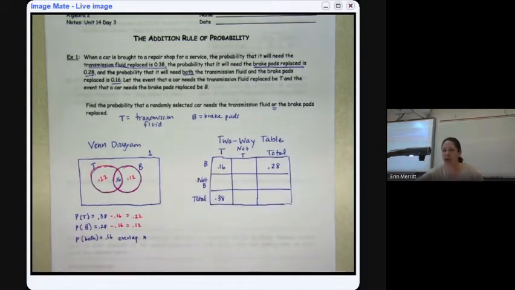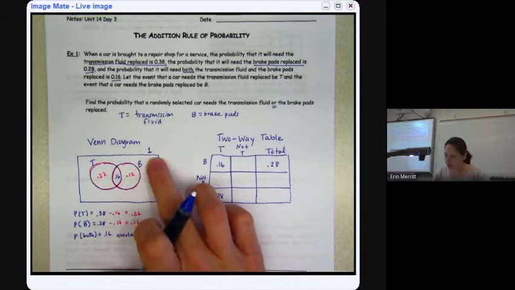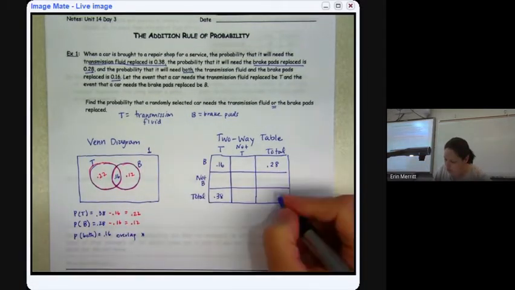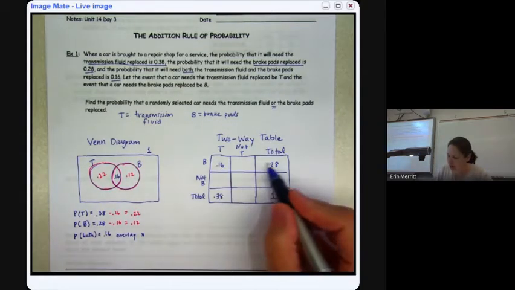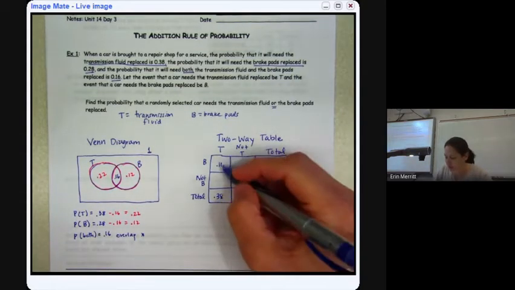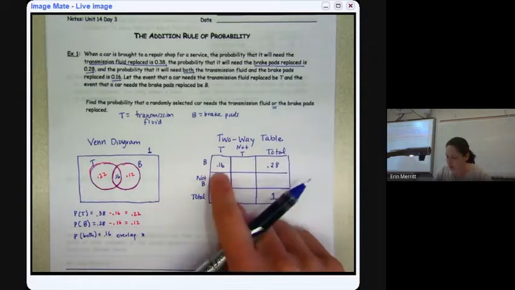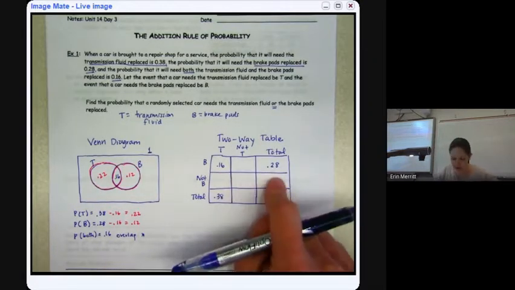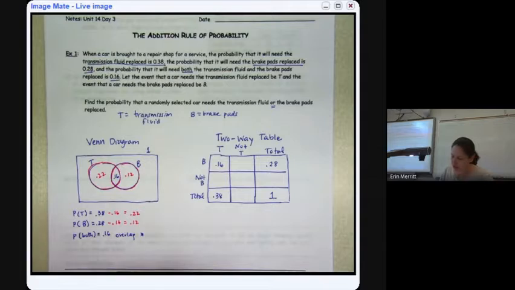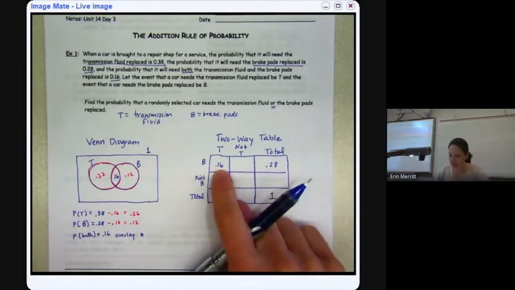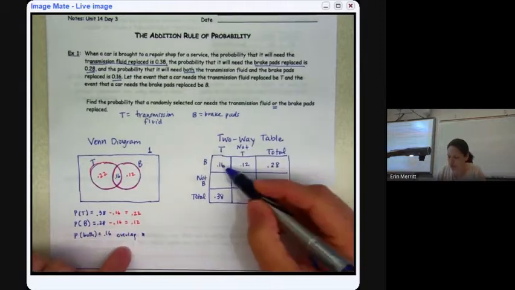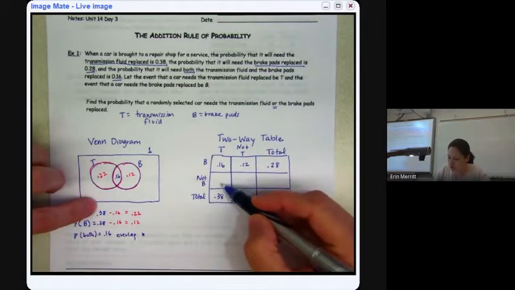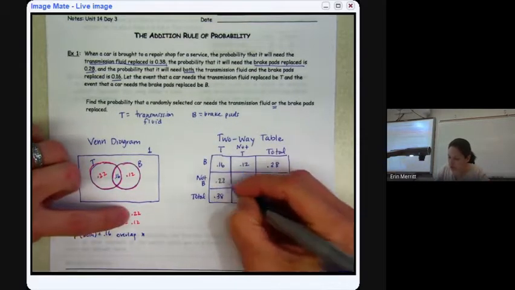Here's the cool part. To fill in this table, a couple of things. Just like a Venn diagram, the whole thing is 1. The entire total over here should be 1, so where the total lines cross has to be 1. Everything else, the rows need to add to equal the total here, and the columns need to add to equal this total here. So 0.16 plus whatever equals 0.28, or of course, you would just subtract. 0.28 minus 0.16, which we did down here, is 0.12. Do the same thing here. 0.16 plus what gives me 0.38? Well, it'd be that 0.22.